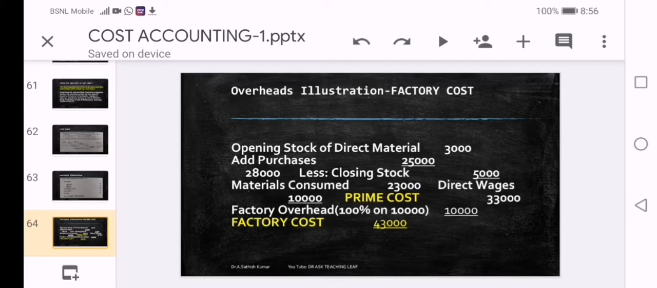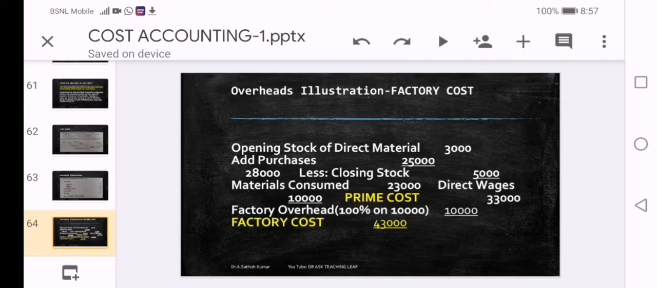3,000 plus 25,000 is 28,000, from which less closing stock, which is 5,000. So 28,000 minus 5,000, you will get 23,000. We call this 23,000 materials consumed, materials used during the year to produce the finished goods. Now material is over.